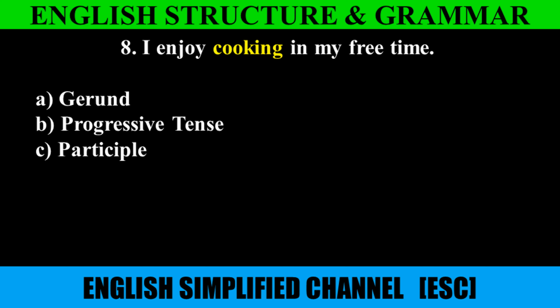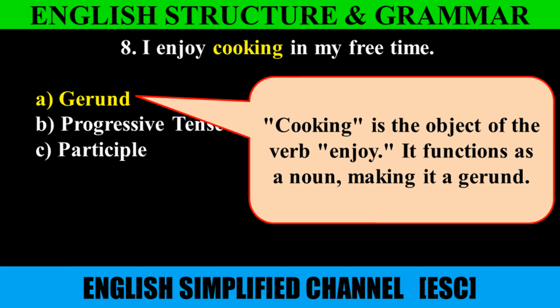8. I enjoy cooking in my free time. A. Gerund. B. Progressive tense. C. Participle. Explanation: cooking is the object of the verb enjoy. It functions as a noun, making it a gerund.